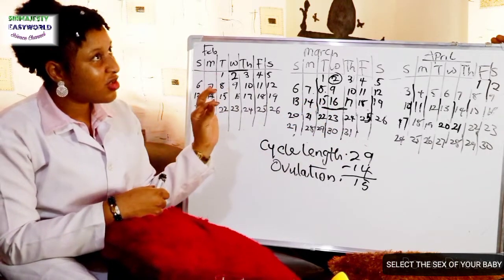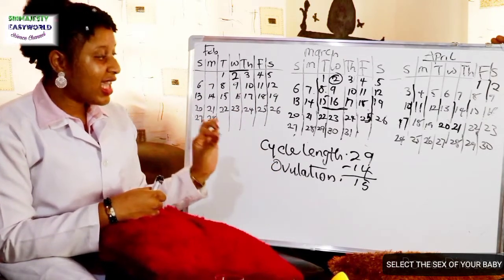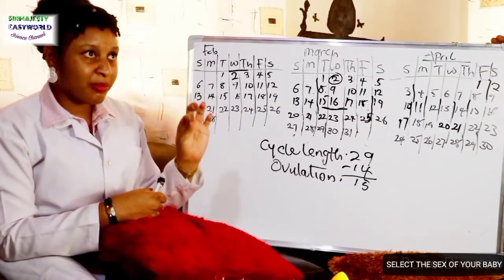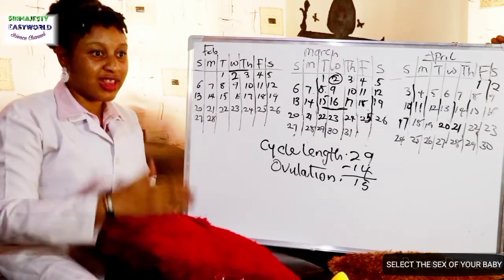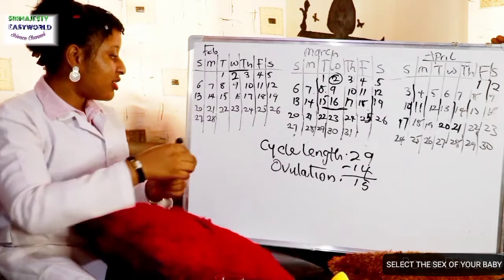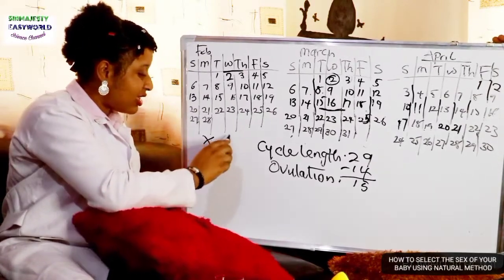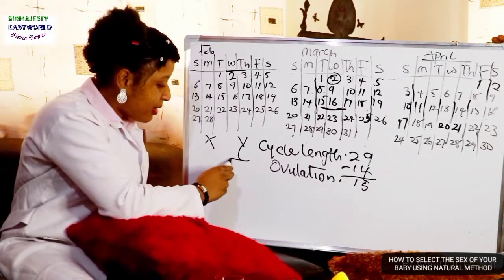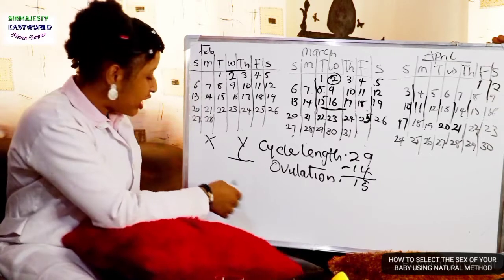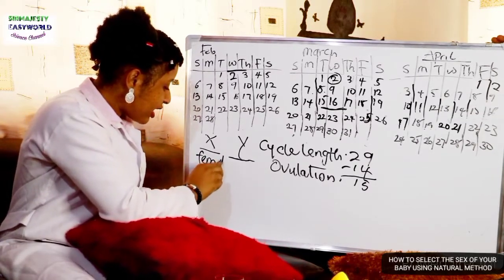This is because the ovulation day may or may not fall on schedule, maybe by 1 day or 2 days, and the aim is to have the sperm there waiting for the egg. So as soon as the egg comes out, it's going to be fertilized by the sperm. Now there are two types of sperm. You have the X-containing sperm and the Y-containing sperm. The Y-containing sperm is what forms the male child, while the X-containing sperm forms the female.